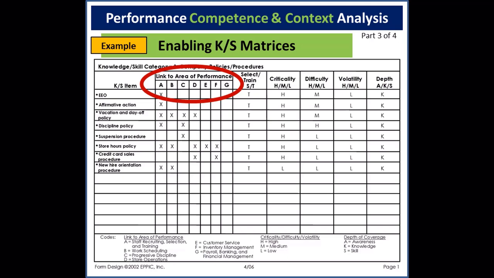I start off with one category at a time, and I systematically look at the performance model chart and ask, what company policies and procedures must you comply with when you're doing this area of performance? Letter A. And I list those, and I check off where they link back, and then I ask for the next area of performance, item B, what are the knowledge and skill items that one must comply with, etc.